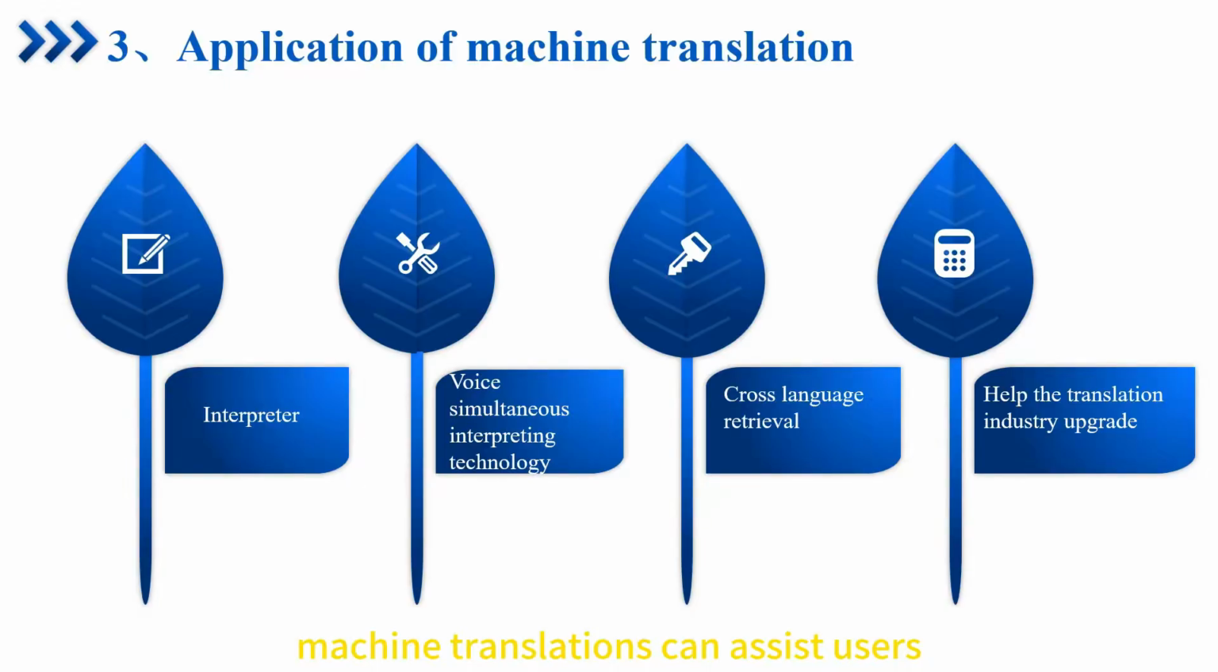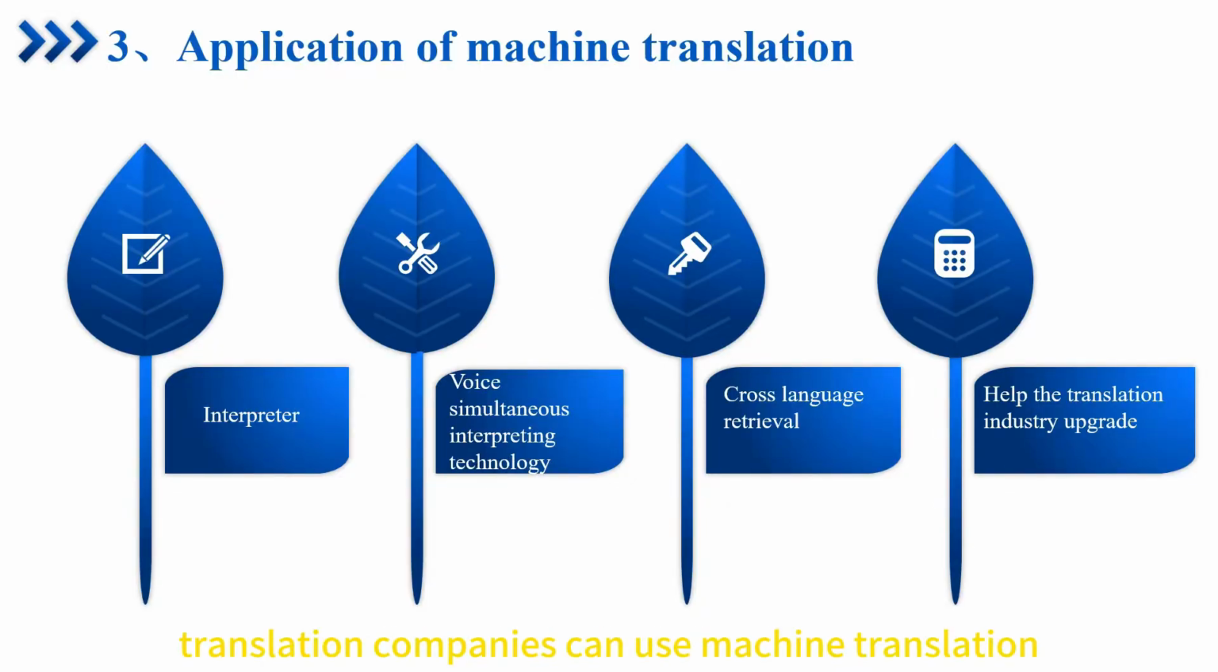Machine translation can assist users in searching for information on the internet in languages that they may not be familiar with. It can automatically translate the user's search queries into the target language, allowing for more comprehensive and accurate research results. It is being used to increase efficiency and productivity in the translation industry.